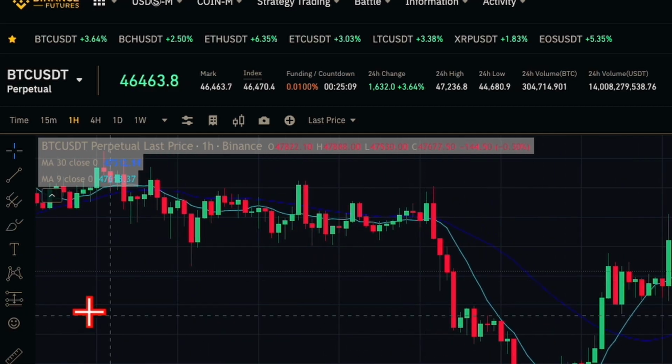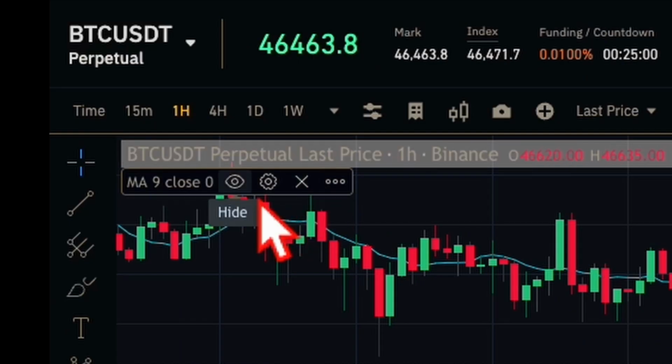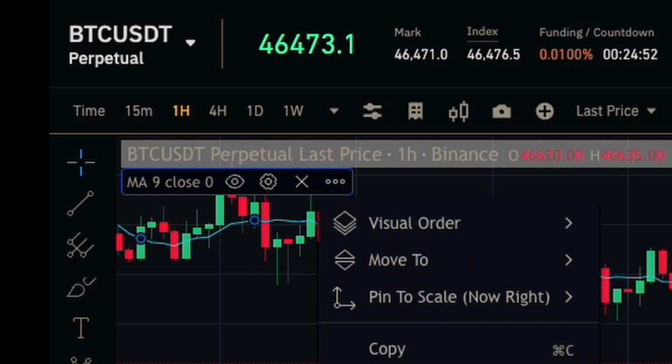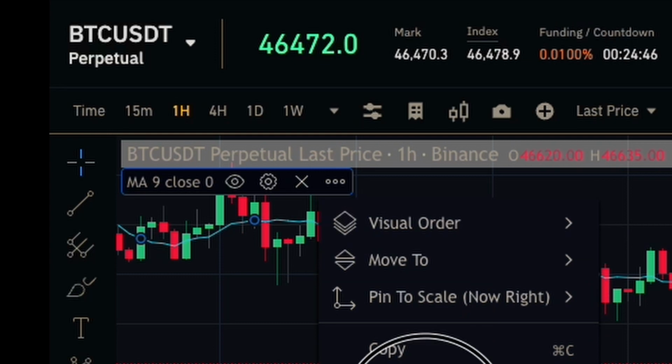You see that different chart here, and you can always remove it or hide it by clicking here. So the first one is to hide it. This one is to change the settings, and this final one is to remove it. If you click here, we'll get more options on what to do with the indicator that I've shown you, whether to copy it, to clone it, to remove it, and several other things.